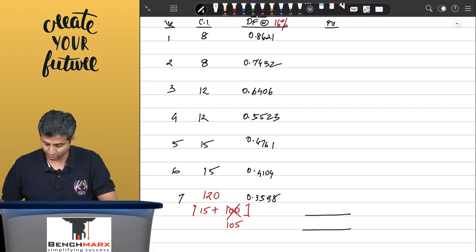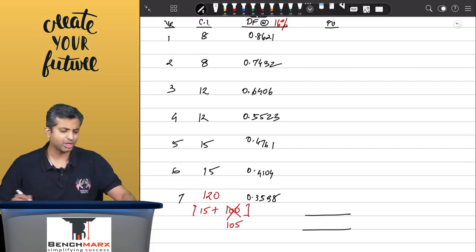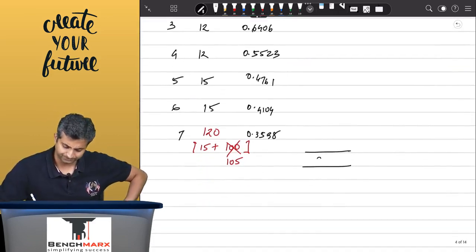This is 8 into 0.8621. Again, you can't use the annuity factor over here because the numbers differ in almost each year. 12 into 0.6406, 12 into 0.5523, 15 into 0.4761, 15 into 0.4104, and 120 into 0.3538, which comes to around 82.91.